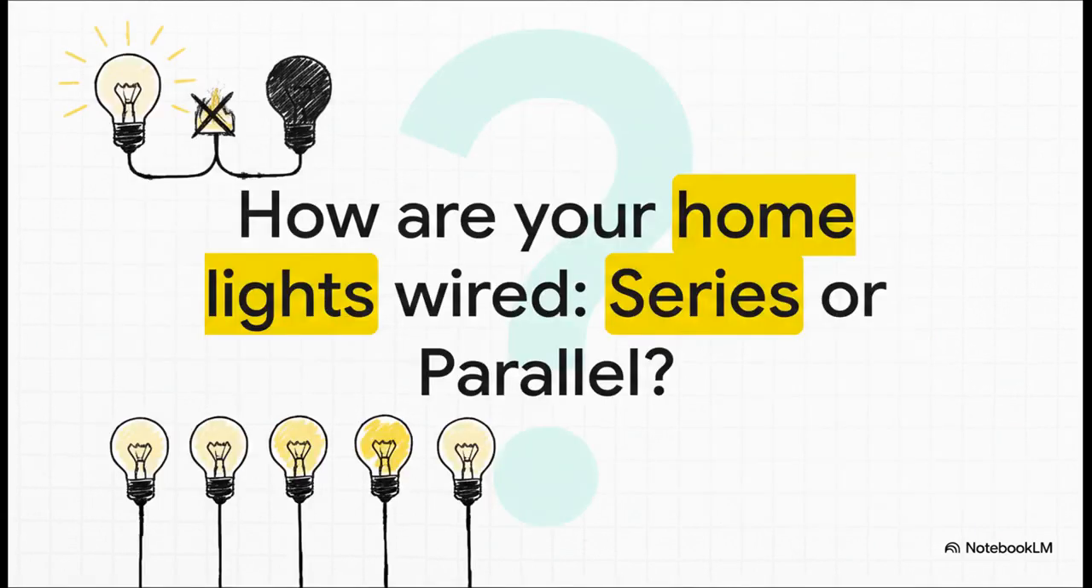So let's wrap this up by putting your new toolkit to a quick test. Just think about the lights in your house. If one light bulb burns out, do all the other lights in the house go off too? Based on what we just learned about series and parallel circuits, what does that tell you? How is your home wired? Something to think about.